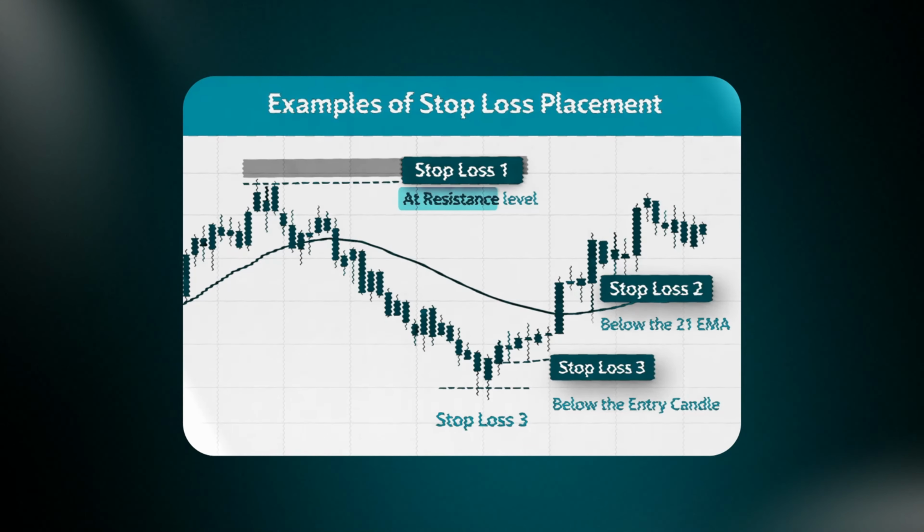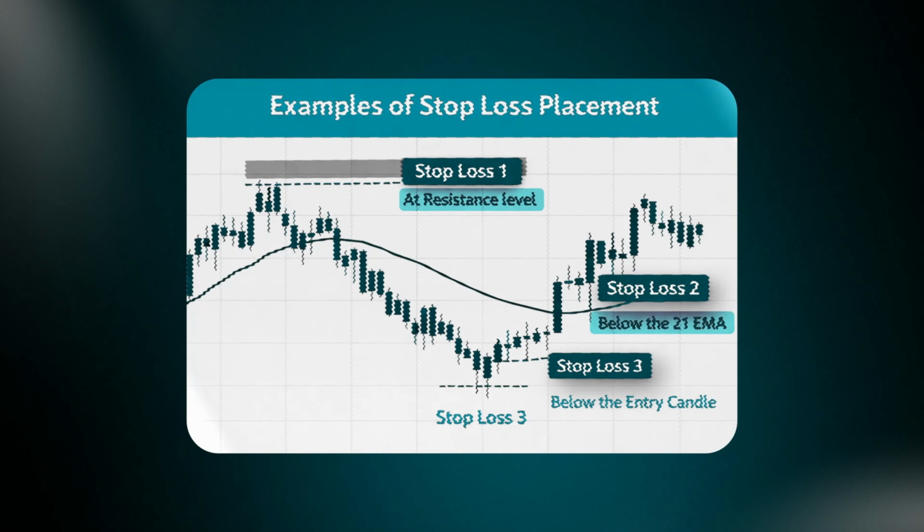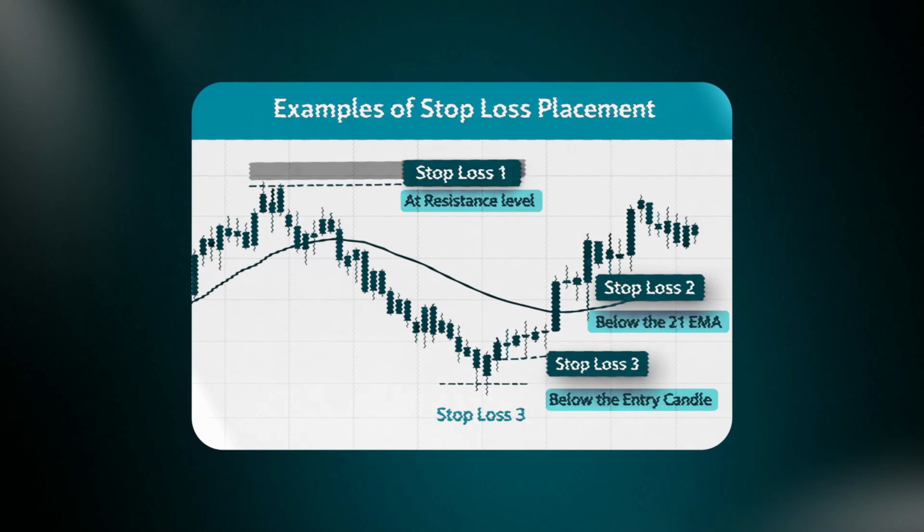Examples of places you could put a stop loss are support and resistance levels, below the EMA, or even below the last candle or your entry candle. For me, I use the low or the high of my entry candle, and this is because I'm entering on the absolute bottom of the pullback, expecting price to continue in my direction.